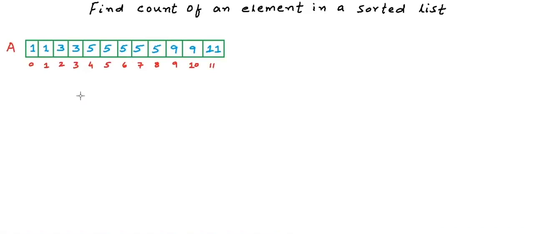Here we have an array of size 12 and the elements are in increasing order. Now how many times does number 5 occur in this array? 5 occurs 5 times. And how many times does number 2 occur in this array? 2 does not occur in the array.